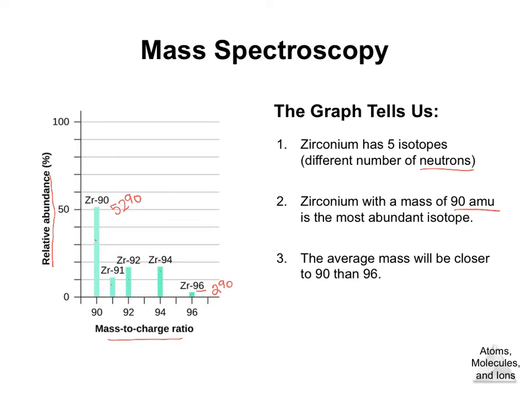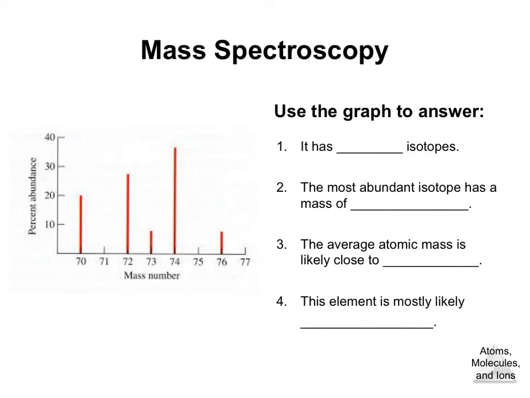And then the average mass will be closer to 90 than 96. So since more of the zirconium is zirconium 90, the mass is going to be closer to that. So if I look at my periodic table, zirconium is number 40. The average mass is 91.22 AMU. So we see that it is closer to that value than to the 96 because there's hardly any of that 96. So I want you to take a second and analyze this graph here. So we don't necessarily know which element it is.